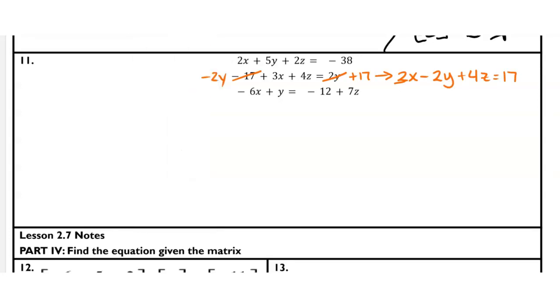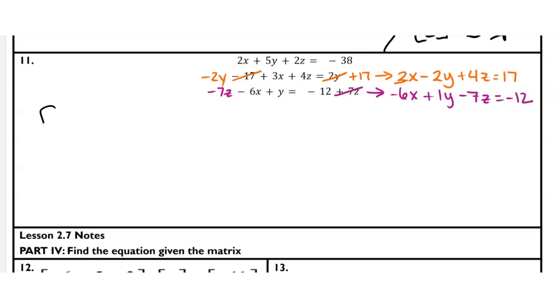Now on the next one, that -12 is my constant, so that's in the correct place. But this 7z, we're going to move it to the other side, and we're going to subtract it. Let's go ahead and write it where the x is first. And then we've got the y, and then we've got the z is equal to the -12.